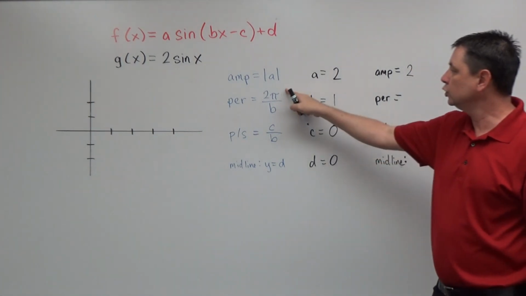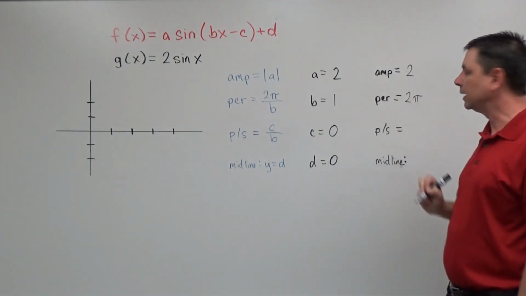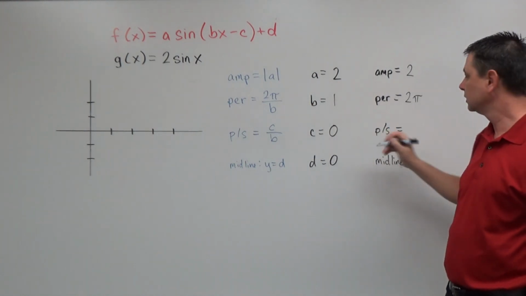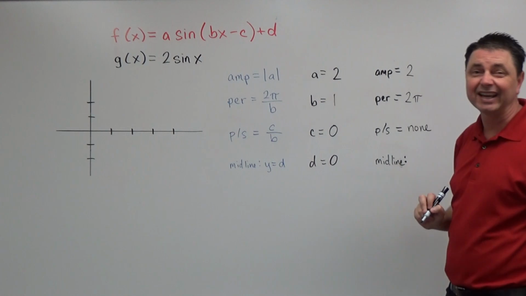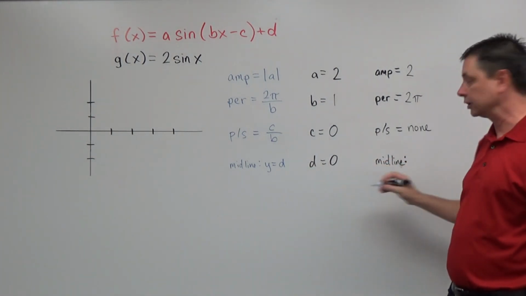So making our calculations, the absolute value of 2 is 2. The period is 2 pi divided by 1, 2 pi. The phase shift is 0 divided by 1, 0, or you can just say none. And the midline is the equation y equals 0.